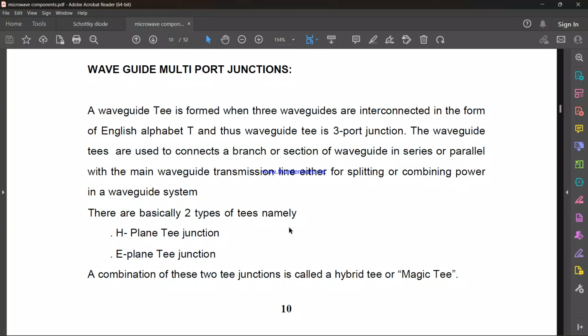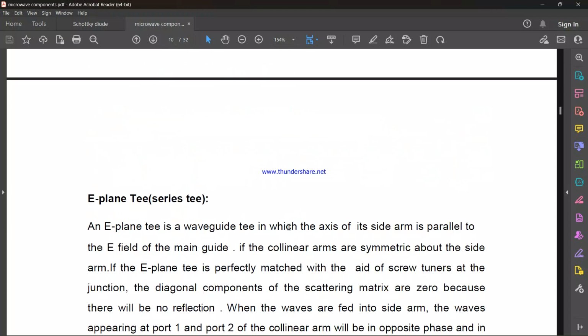Waveguide Ts are used to connect branches or sections of waveguide in series or parallel with the main waveguide transmission. So this is to bend the waveform to the desired direction, and so we can either split or combine power in a waveguide system. There are basically two types of Ts in microwave, the H-plane T junction and the E-plane T junction. A combination of these two T junctions is called a hybrid T or magic T.